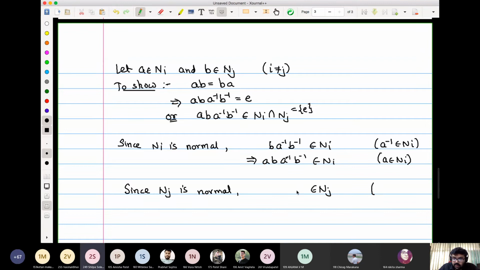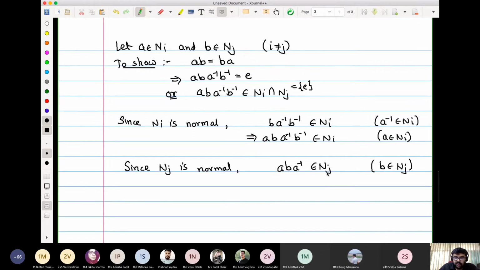A B inverse A inverse. Yes, A B A inverse, because B is in Nj, so I keep the middle element from Nj. Because it is normal, if I multiply on the right and left by A inverse, for any g b g inverse, that is in Nj, and because Nj is a subgroup, if I multiply by B on the right side, B inverse, then also it is fine. So B is in Nj, and so this is also in Nj. Since B belongs to Nj, this implies B inverse also belongs to Nj, and so I multiply by B inverse, and so this element is there in Ni intersection Nj, and we are done.